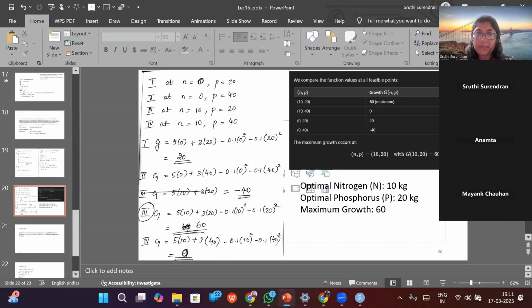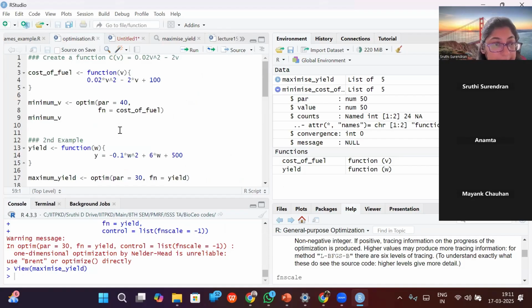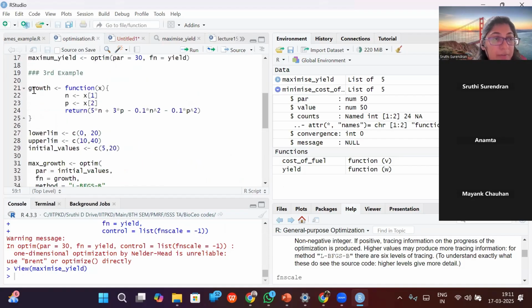Now, we will do the same thing in R. I've done this here. So here what is happening is we are defining the function growth as a function of x. But since there are two variables and this optim function can only take one argument inside this bracket, it cannot take n comma p like this. It can only take one argument.